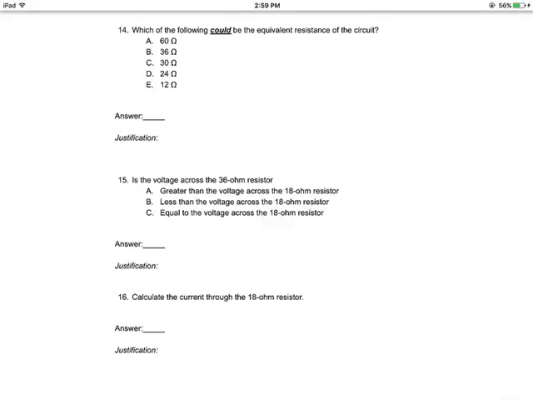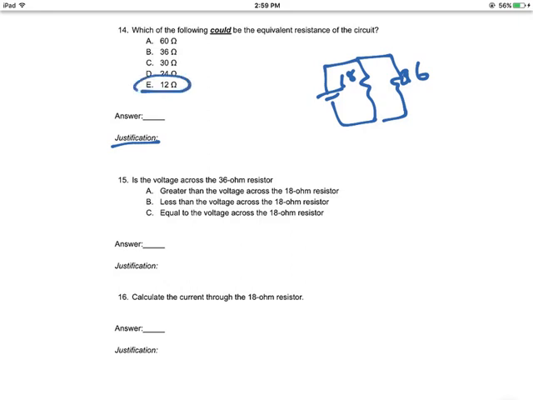Alright, and then as far as that circuit we drew, what could be the equivalent resistance? Remember, the justification for parallel: the equivalent resistance of parallel resistors is less than any individual resistor. So we had an 18 ohm resistor and a 36 ohm resistor, which means my equivalent resistance has to be less than both 18 and 36. The only answer that is less than both of them is 12.